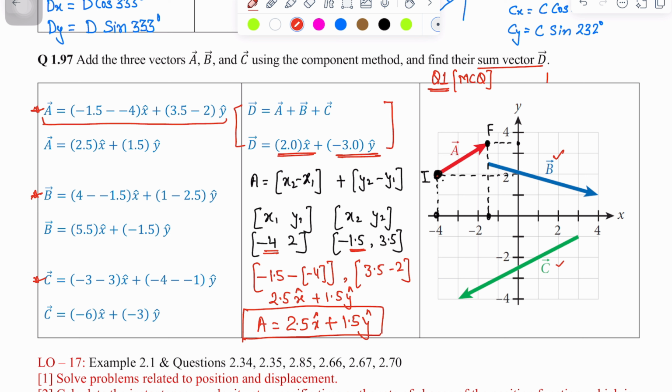Here, he can ask you other things also. He can ask you the magnitude. Till now, I believe you understand. So dx square plus dy square, you can easily solve this. And the theta, you can solve: tangent inverse of dy over dx. Yes or no? Okay, guys.